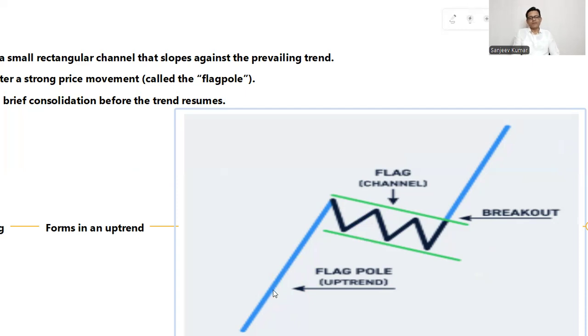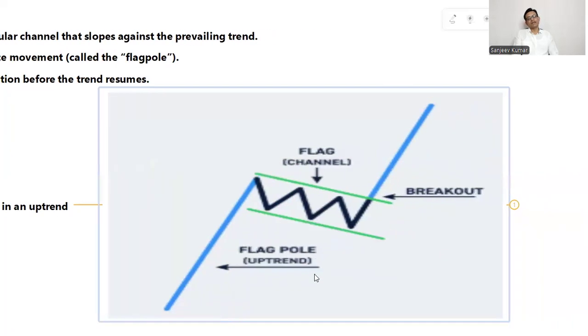What happens? The share price is in an uptrend. From here, due to selling pressure, it starts falling down. From here, there is support. Again, it moves upside, and there is resistance and it moves down. When you draw a trend line from resistance as well as support, you will get a picture like this. This is the flag picture.